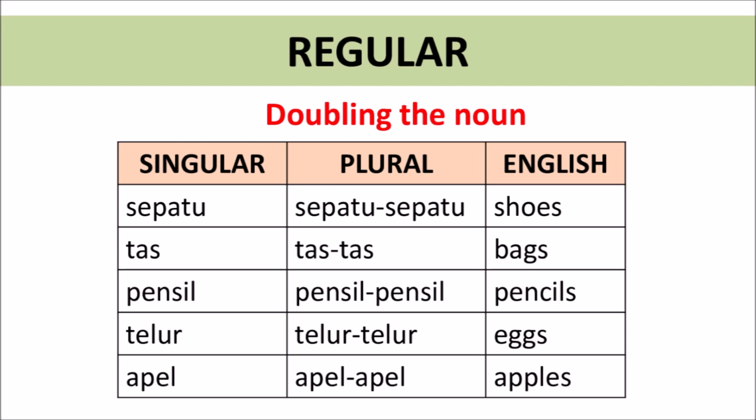For example, sepatu. To make it plural, you just need to say sepatu-sepatu. Shoes. Tas. The plural word is tas-tas. Bags. Pencil. The plural word is pencil-pencil, pencils. Telur. The plural word is telur-telur. Eggs. Or apple becomes apple-apple, apples. See how easy it is? Since there is no additional s or es like in English or other grammatical rules in other languages.